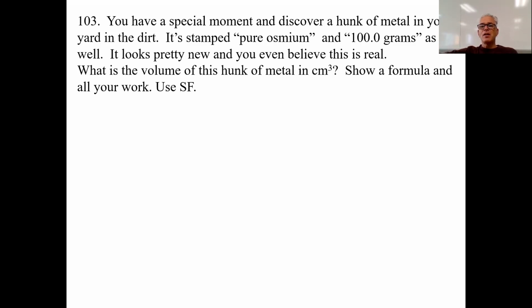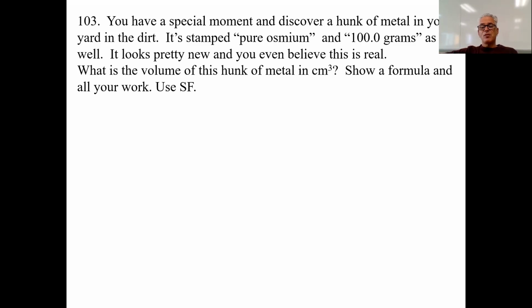And this osmium says 100. grams. It looks really new, so you believe it's the real deal. You believe you have exactly 4 significant figures, 100.0 grams of pure osmium. How big is that piece of metal? What is the volume? This is a hard problem. You don't even have all the numbers, but you do.